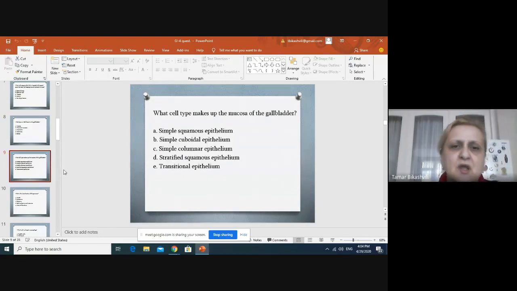Next question. What cell type makes up the mucosa of the gallbladder? Simple squamous epithelium, simple cuboidal, simple columnar epithelium, stratified squamous, or transitional epithelium?